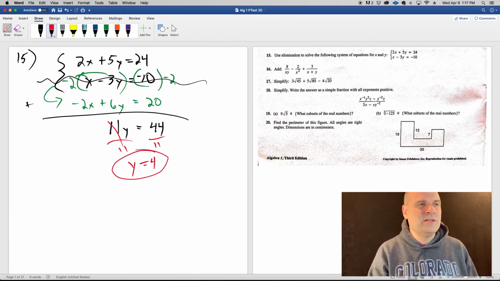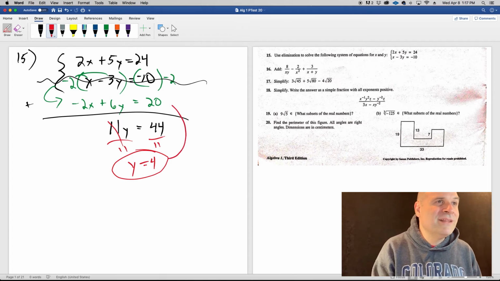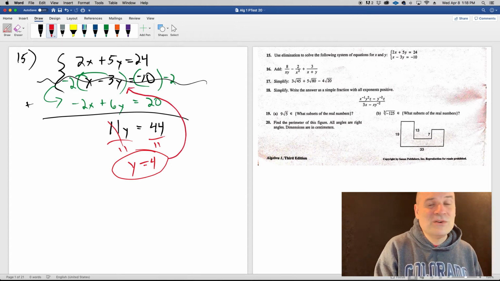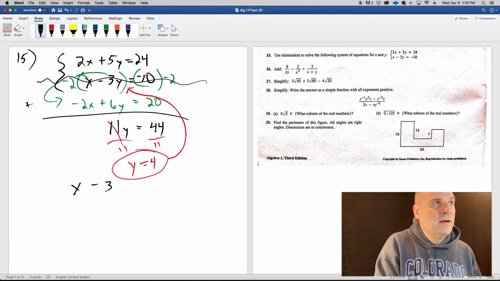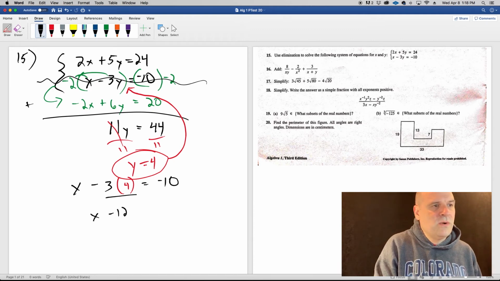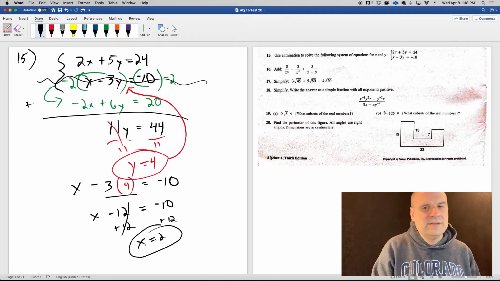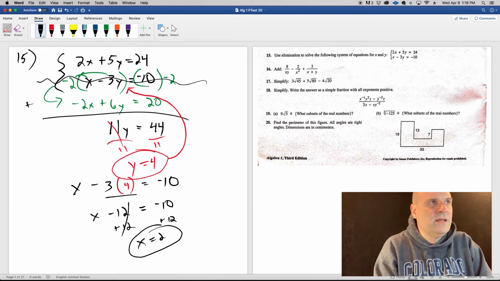What's the easiest equation to solve for x? Well, probably that one that we just crossed out. So let's rewrite that guy. So that's just x minus 3y, which is our 4, equals negative 10. So let's simplify that. X minus 12 equals negative 10. Add 12 to both sides. X equals 2.